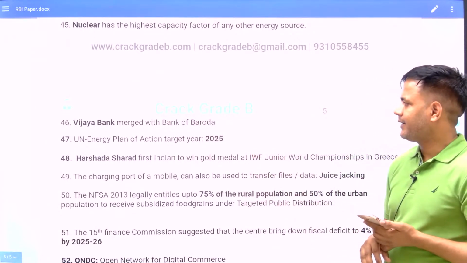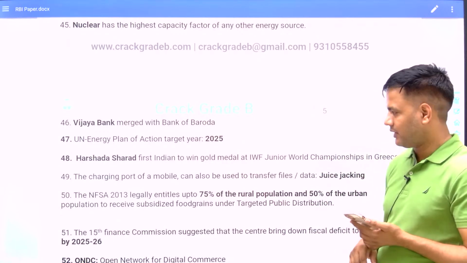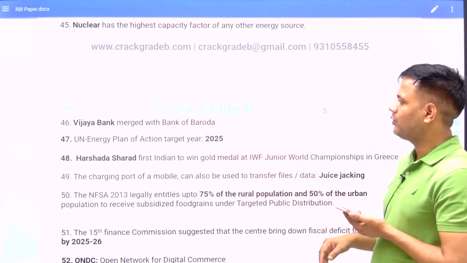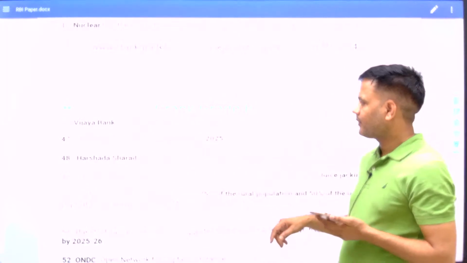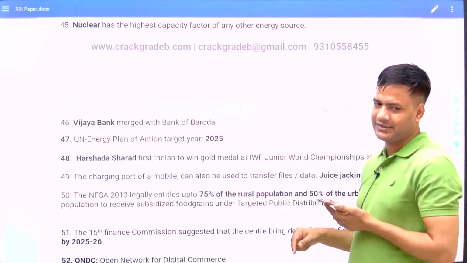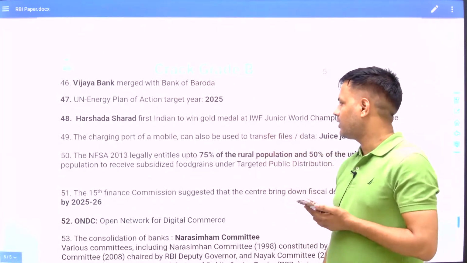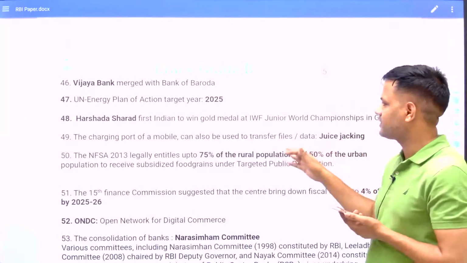Which of the following banks merged with the Bank of Baroda? So the correct option was Vijaya Bank, which was given in the options. UN Energy Plan of Action Target Year was asked. So 2025 was the answer. First Indian to win gold medal at IWF Junior World Championship in Greece.